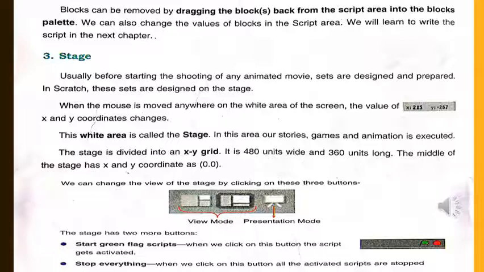This stage has two more buttons. See, start green flag scripts. When we click on this button, the script gets activated. And stop everything. So when we click on this button, all the activated scripts are stopped.